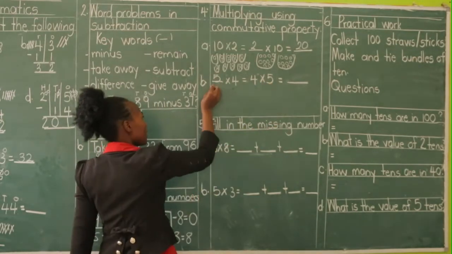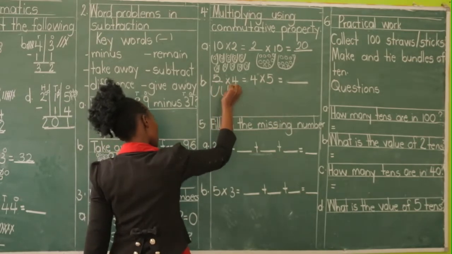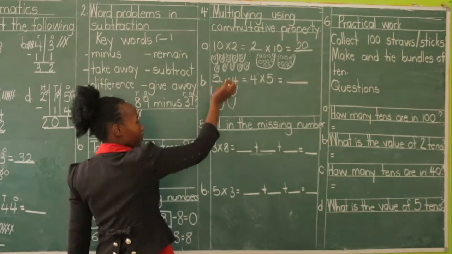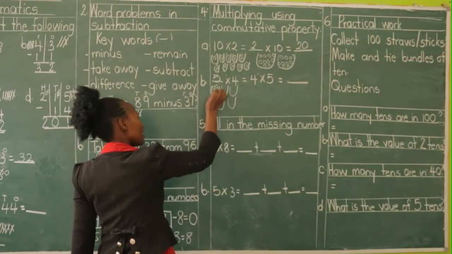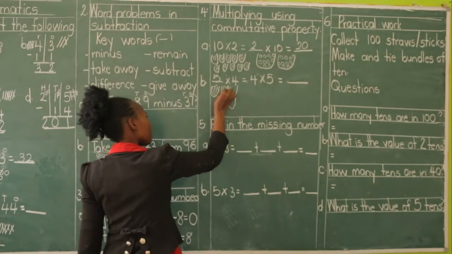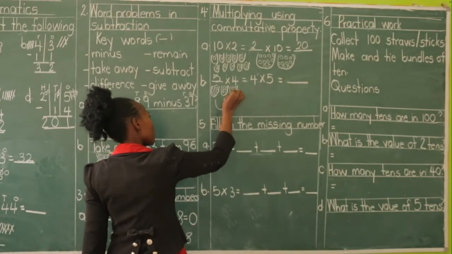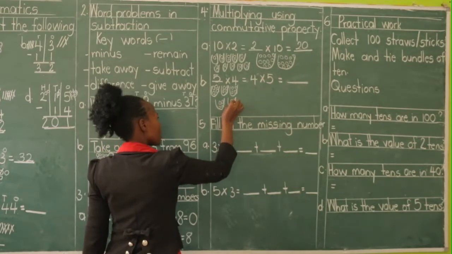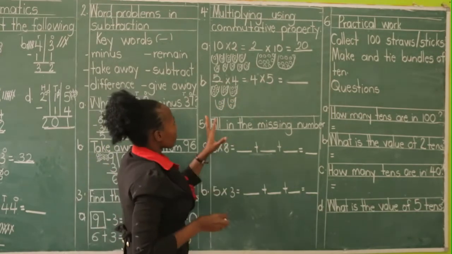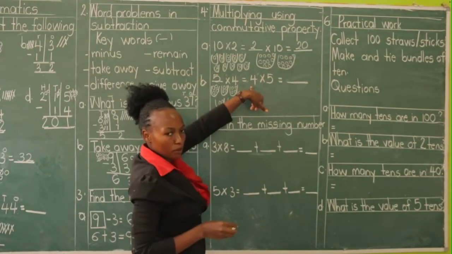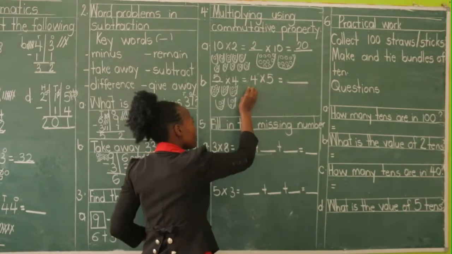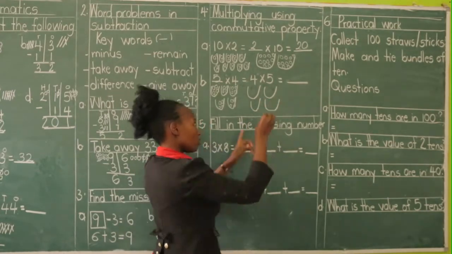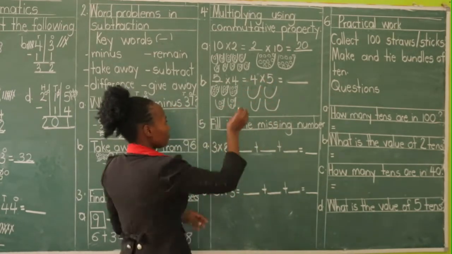Let's form the groups here. 1, 2, 3, 4, 5 groups of this number, 4. 1, 2, 3, 4, in each group. Here we are going to form 4 groups of 5. 4 groups: 1, 2, 3, 4, of 5 of this number.